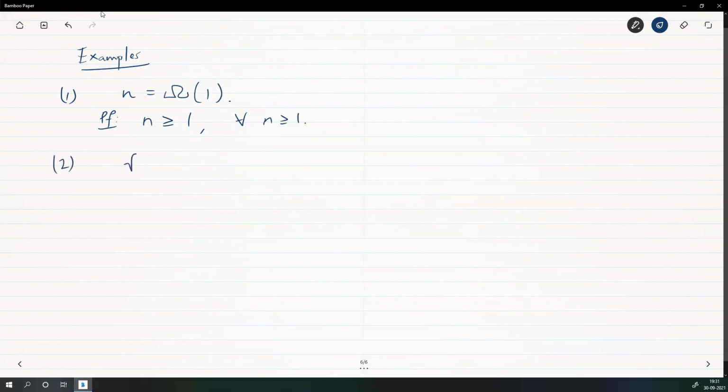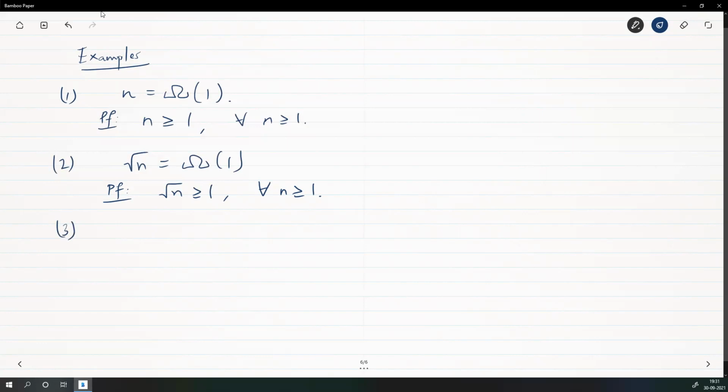Second, even square root N is omega 1. Why is that? Since N is greater than or equal to 1, we have square root N greater than or equal to 1 for all N, and therefore this is true. Right?